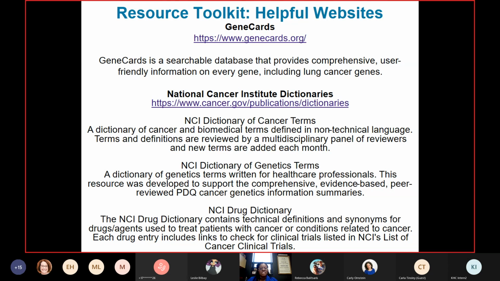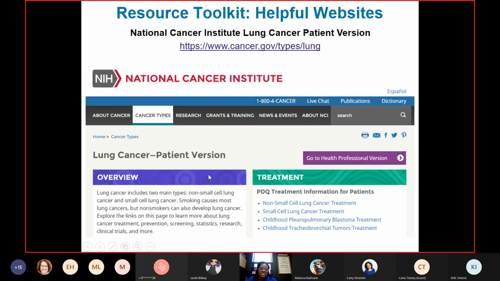There's also a drug dictionary. This NCI drug dictionary will tell you what drugs have been FDA approved and those that are in current clinical trials, and that may be important if you're reading an original lung cancer research paper that's talking about treatment or management of lung cancer. So those are two links, but four resources that would be very helpful.